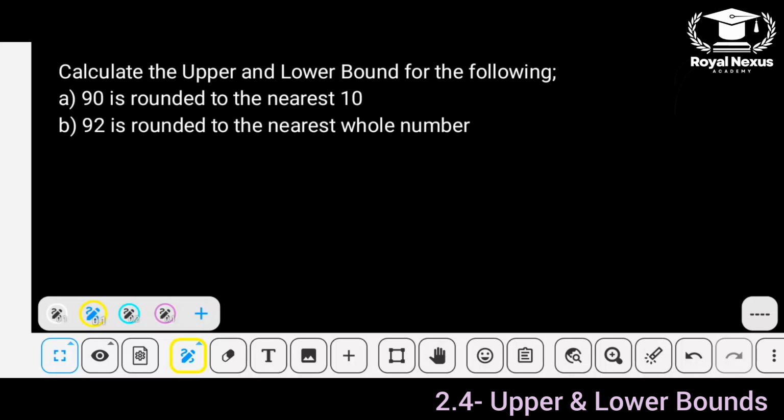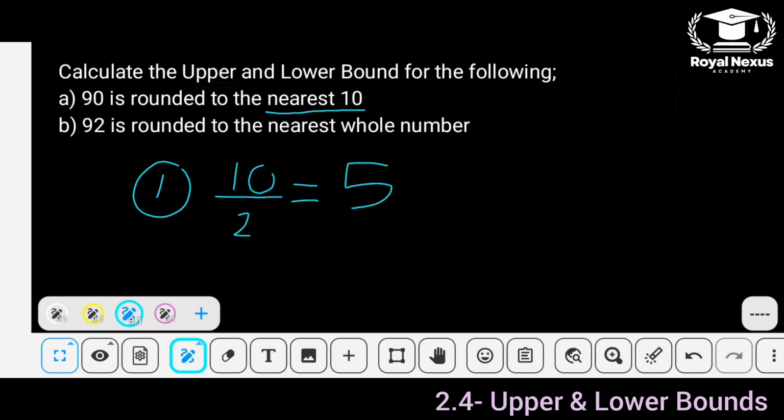So the question is, calculate the upper and lower bound for the following. 90 is rounded to the nearest 10. So the first tip to solve this type of question is you first need to see whatever rounding is given in the question. So if you just look at part A, it says that it is rounded to the nearest 10. So whatever rounding is given, the first step is you just need to divide that rounding by 2. So in this part A, the rounding is given, that is nearest 10. So you just need to divide this 10 by 2. So you will get 5, right? So now you get 5.